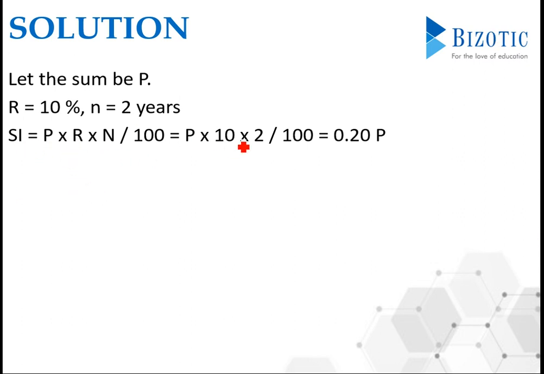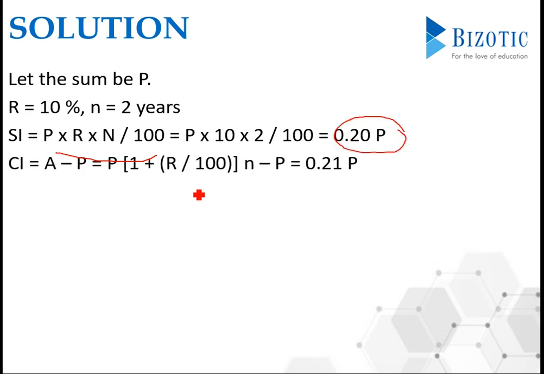PRN divided by 100, which is PTR divided by 100, everything is the same. So P into R, 10, into N, 2, divided by 100 is equal to 0.2P. We have the first equation.